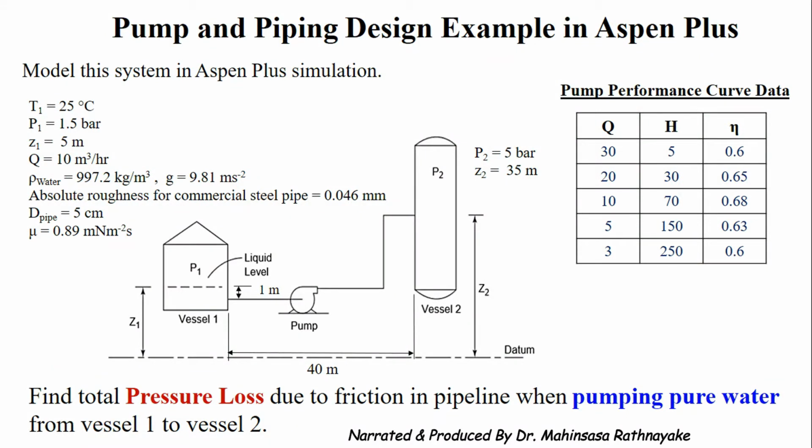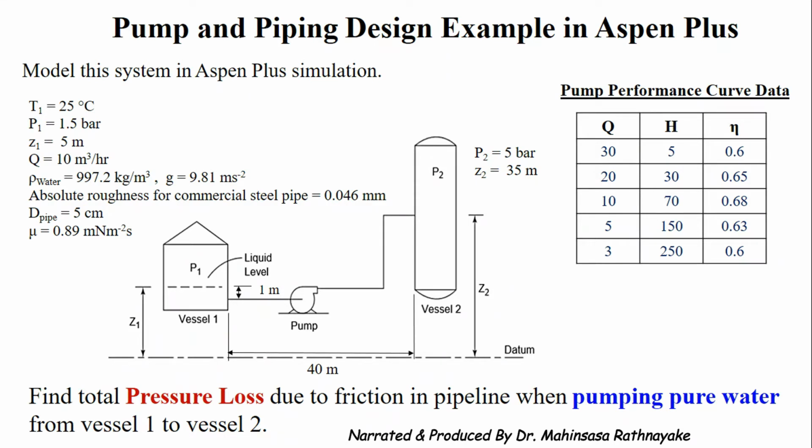We require to pump liquid water from vessel 1 to vessel 2. The liquid level in vessel 1 is 1 meter high from the pump inlet. The height difference between vessel 1 and vessel 2 is 30 meters. The pressure difference between vessel 1 and vessel 2 is 5 bar minus 1.5 bar, equal to 3.5 bar. The volumetric flow rate is 10 cubic meters per hour.